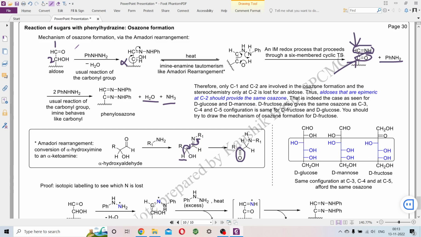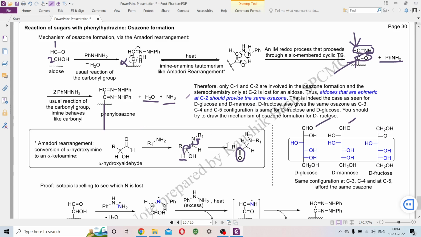So any aldohexose which has the same configuration at C3, C4, C5 but a different configuration at C2, that is, C2 epimeric aldohexoses, or any aldopentoses which are C2 epimeric with each other, will react in a similar fashion and give the same osazone, because from this carbon onward nothing happens. So their configuration remains the same. So glucose and mannose will give the same thing.